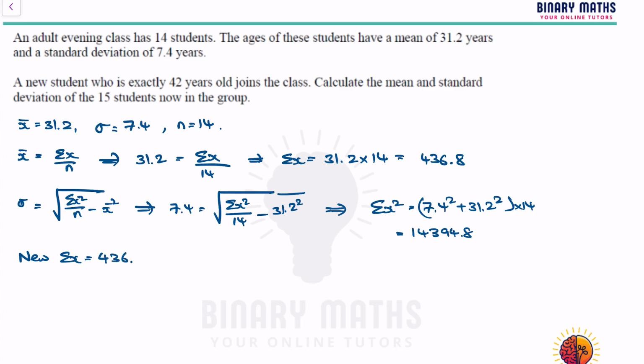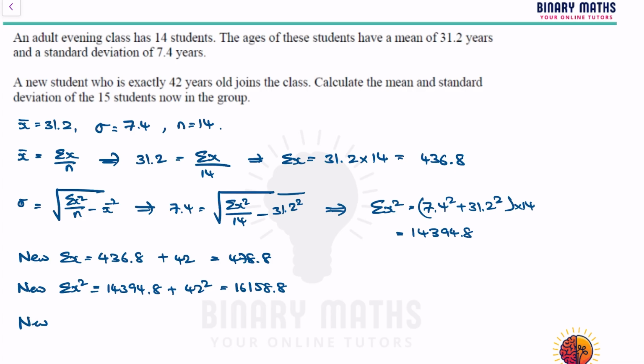Now I need to work out the new sum of x, which will be equal to the old sum of x, which is 436.8, plus 42, the new age, which is equal to 478.8. Okay, new sum of x squared will be equal to the original sum of x squared, which is 14394.8, plus the 42 squared, which is 16158.8.